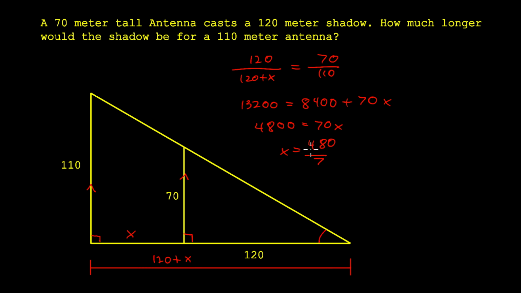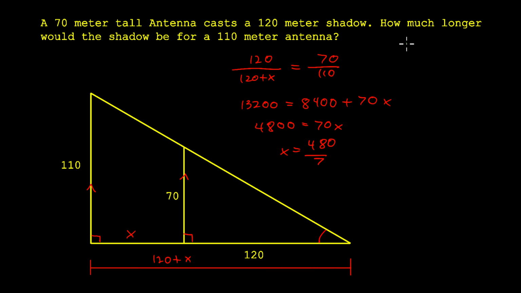So now let's do a check. So to do the check, we're going to build up the proportions slightly differently. We're going to do this side of the small triangle over this side of the small triangle equals this side of the big triangle over this side of the big triangle, so the corresponding sides.